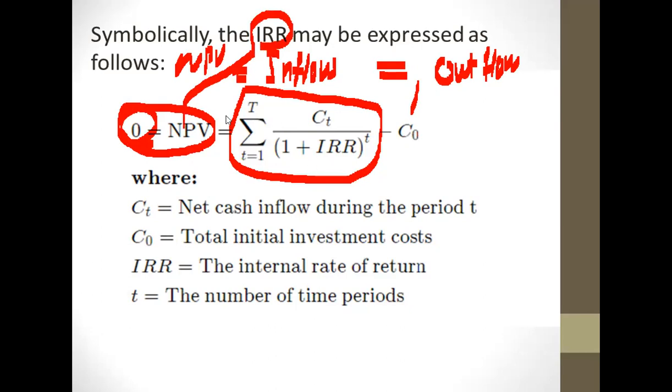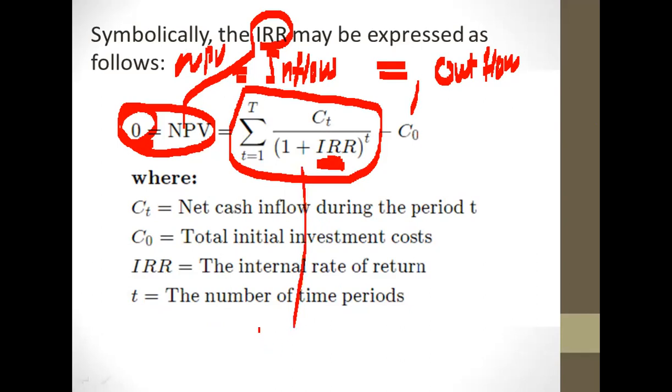Here this is the sum over T years, from 1 to T. Suppose that there are 5 years. So each year you will be getting some money from the project, and that is calculated using this formula. CT means net cash inflow during the period T, and Z0 means total initial investment cost. IRR is the internal rate of return, or the rate of interest. Let it be 10% or 12%. And T is the number of time periods.